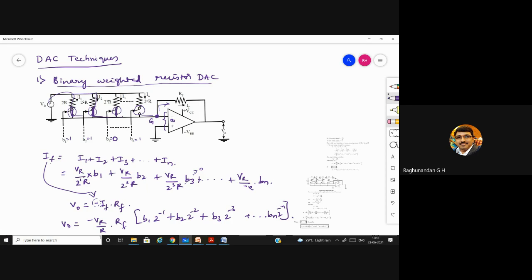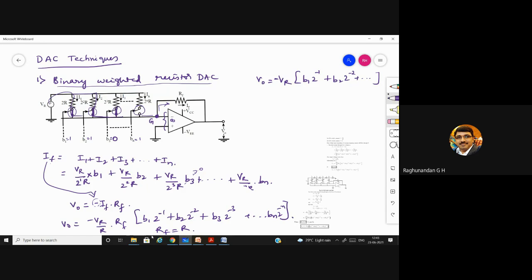Suppose Rf is equal to R, the resistance values are equal. During that time, V naught becomes equal to minus Vr into B1 2 to the power of minus 1 plus B2 2 to the power of minus 2, till the nth value. So this is how the binary weighted resistor works.